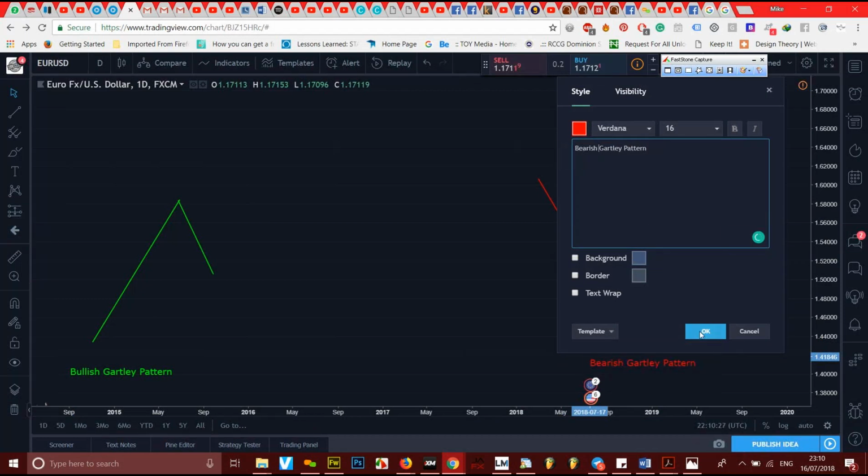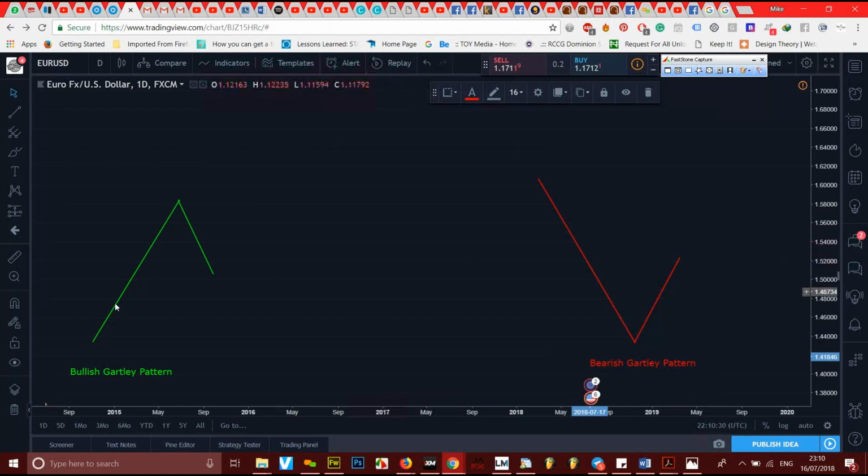So that's the two things: an impulse leg, then a pullback. An impulse leg, a pullback. So it means that's dropping, and then there's a pullback. So that's the first thing that you need to identify, those two levels in the market.